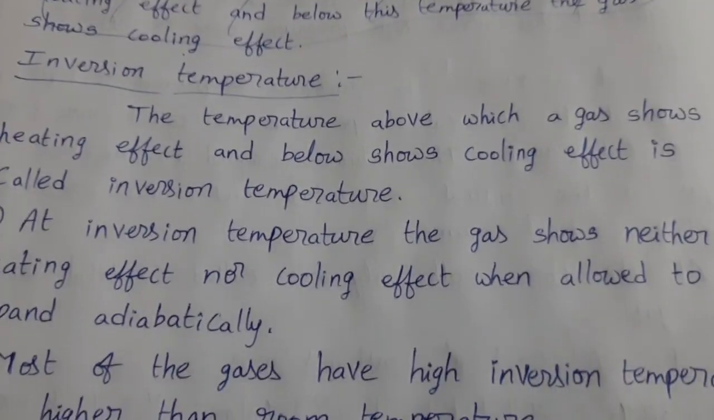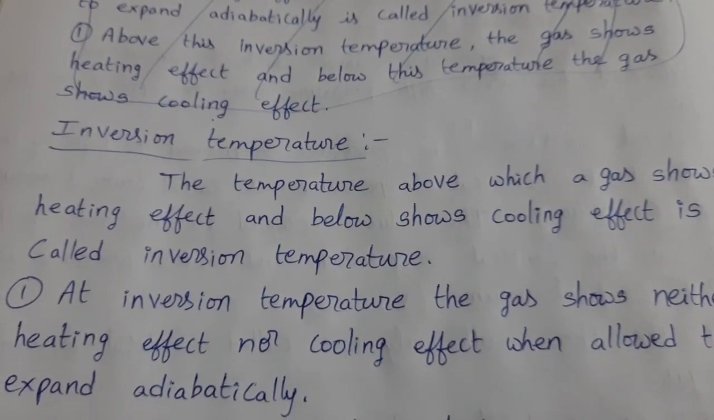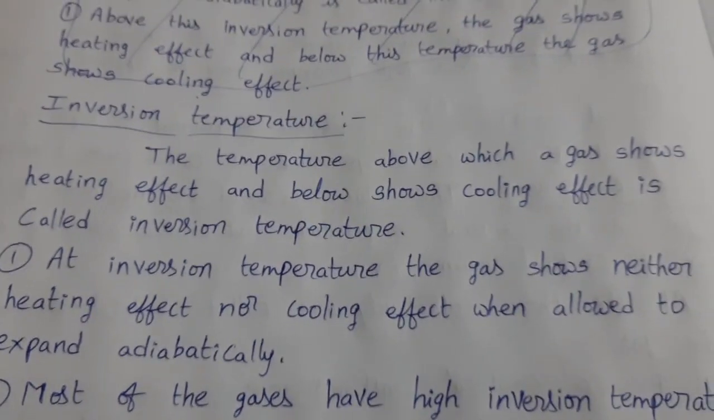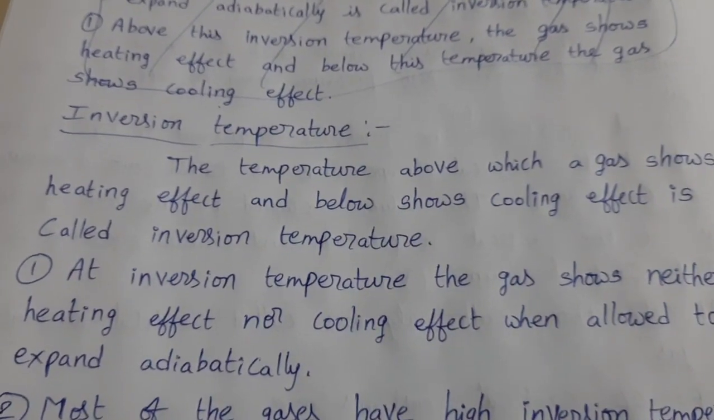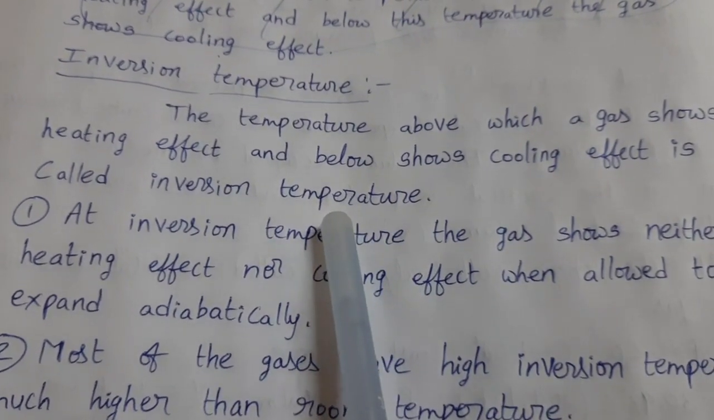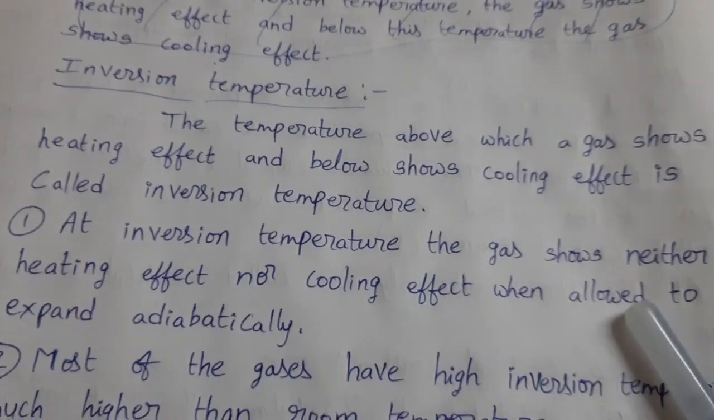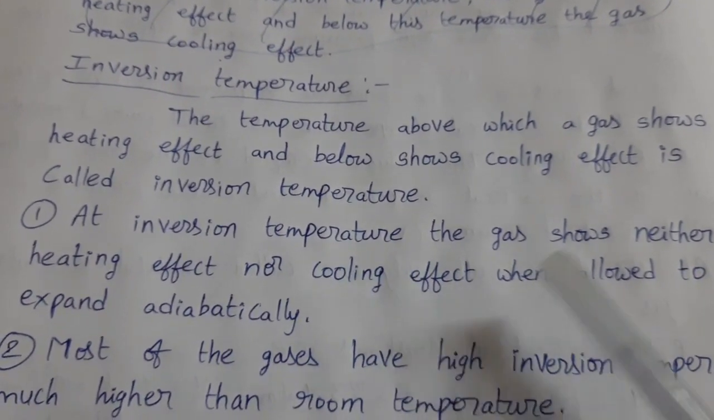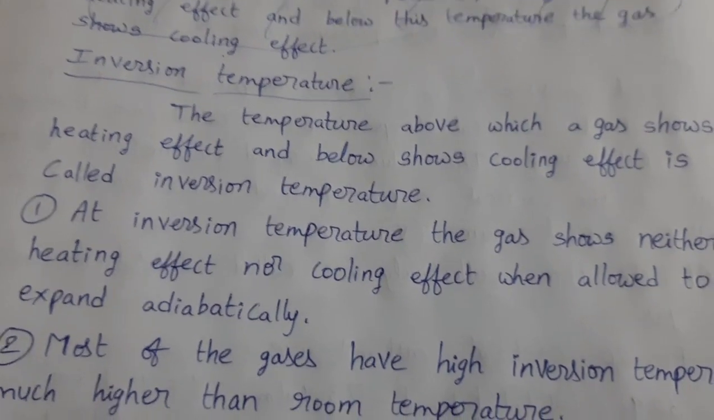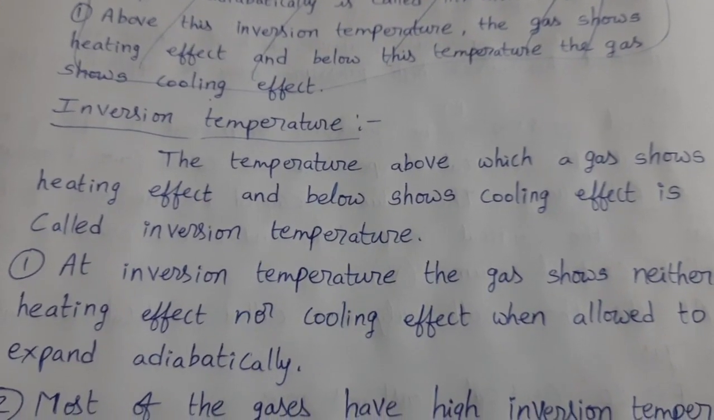Now, next, inversion temperature. The temperature above which a gas shows heating effect and below shows cooling effect is called inversion temperature. Observe carefully. So above a particular temperature, a gas shows heating effect. Below the same temperature, same gas exhibits cooling effect. So that temperature is called inversion temperature. That means it shows different effects above that temperature and below the same temperature. At inversion temperature, the gas shows neither heating effect nor cooling effect when allowed to expand adiabatically. At inversion temperature, that particular gas does not show any cooling effect or heating effect.